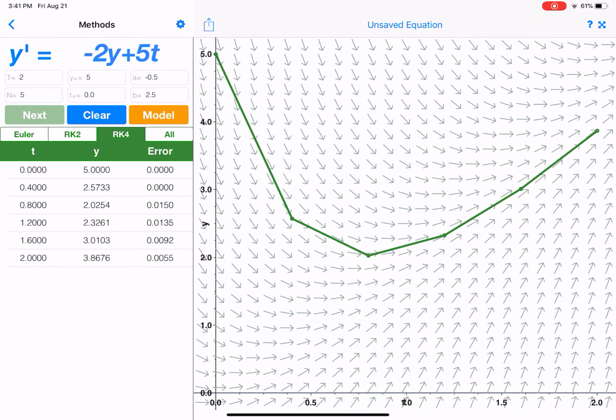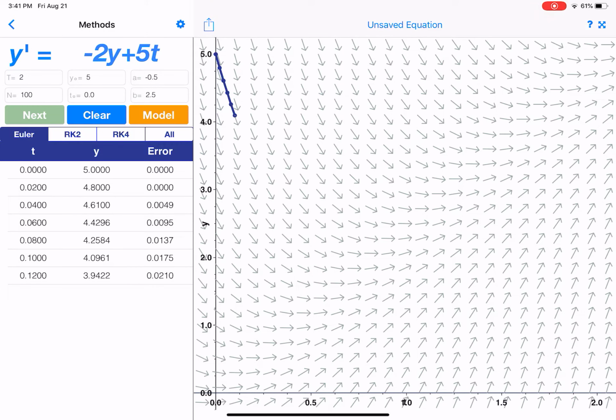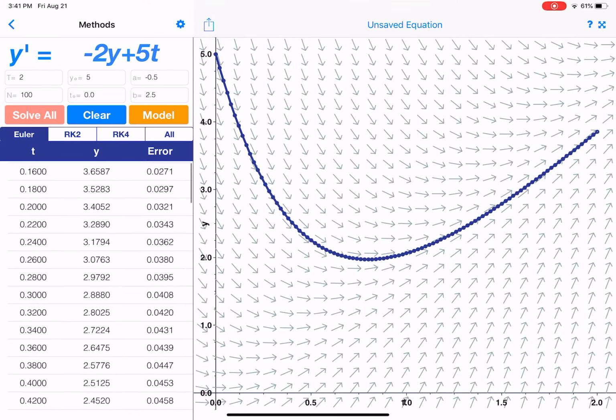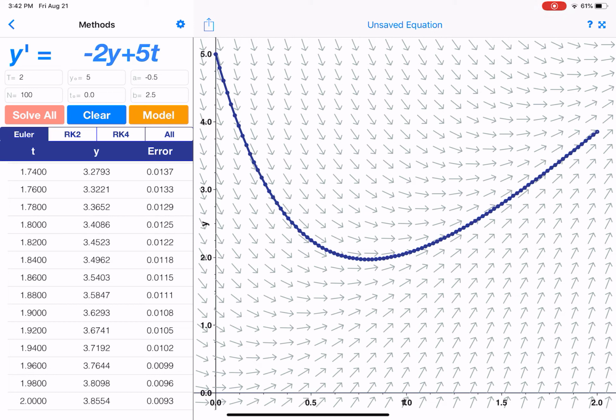What's kind of fun is we go back to Euler's method. Maybe we use 100 time steps, okay? And we solve. So that looks nice and smooth there. We're going to move down to the bottom of the error. And notice with 100 time steps, we got an estimate of 3.8554, and then the error was 0.0093, and that looks like about almost double the error of the fourth order Runge-Kutta method with only 5 time steps. So the fourth order Runge-Kutta method is much more efficient.